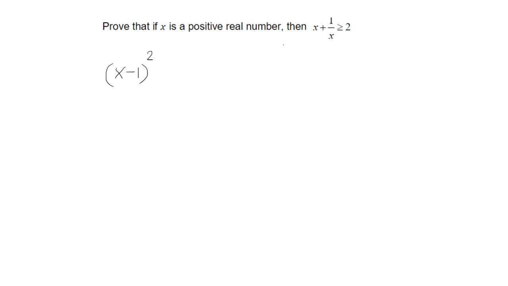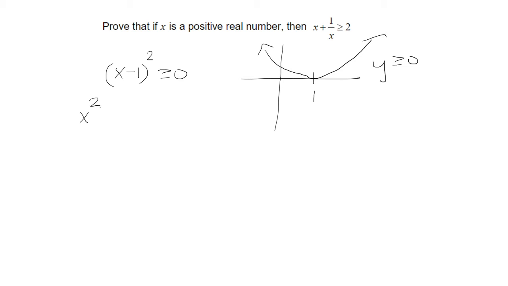We know that this is a quadratic, with root 0, and looks something like this. So for the range, this is always greater than or equal to 0. So if we look at this, we know that this is greater than or equal to 0.